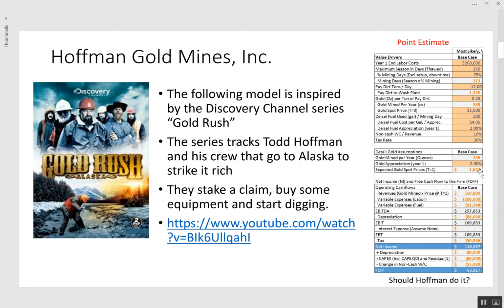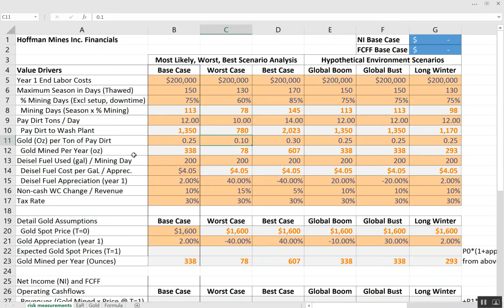Now, the way I'm going to model this is I'm going to assume that they pay all their expenses at the end of the first year. So just for simplicity, I just want to do a 1-year forecast. They hold all their gold and they pay off their bill and all the gas at the end of the year. So the basic model is they're going to figure out 338 ounces of gold times 1632, and they'll switch over to the model, and let's forecast this baseline forecast.